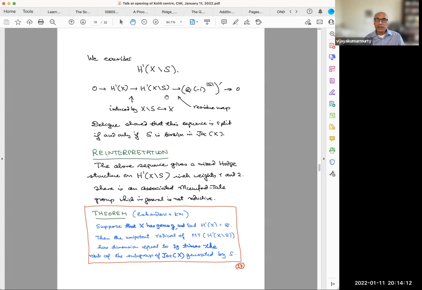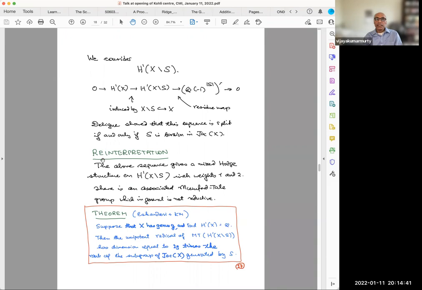And then this sequence, we find, is split. It's called an observation of Deligne, I believe in the Corvallis volumes, that this sequence is split if and only if the group generated by S is torsion in the Jacobian. So this is how it's interpreted. Therefore, the Manin-Drinfeld interpretation is that the sequence should split in the case of the modular curve and S is a set of cusps.